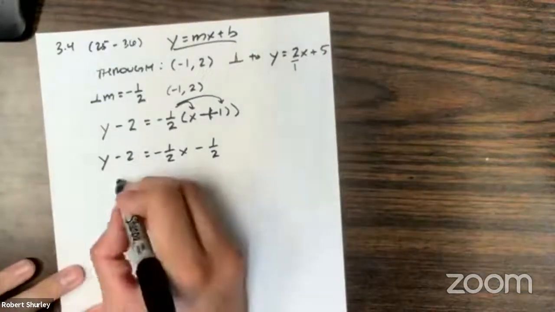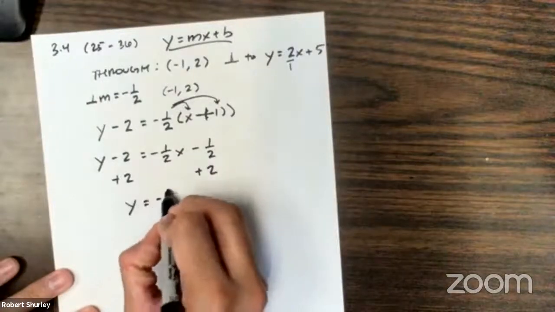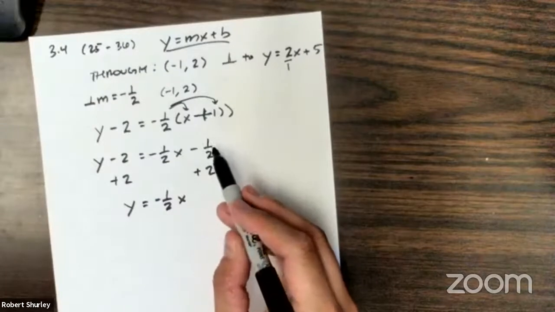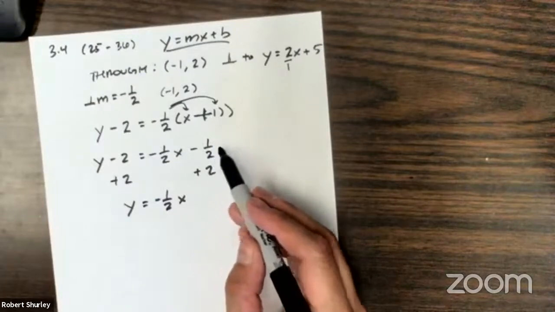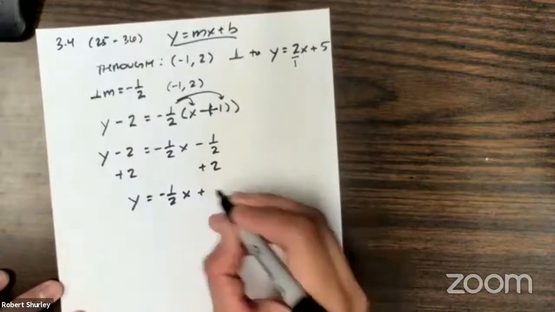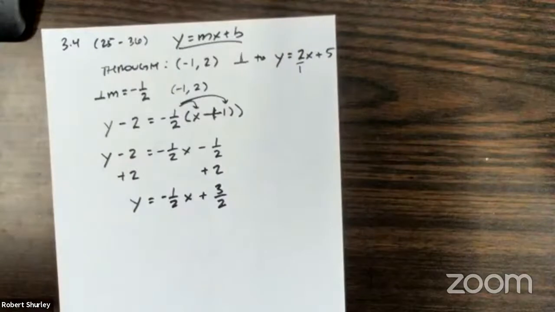And then lastly, I've got to add 2 on both sides. So I get y equals negative 1/2 x. Well, if I've got negative 1/2 and I add 2, so if I've got like negative 50 cents, right, and I add $2, we got $1.50. Now, in fractions, that's 3/2, right? So I'll wind up with 3/2.